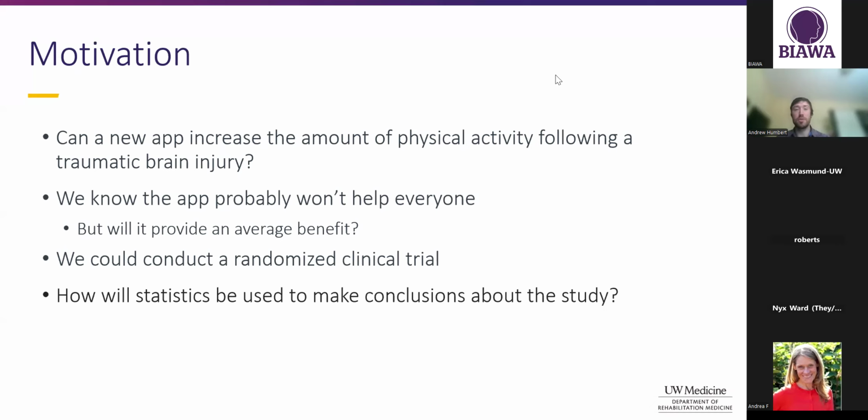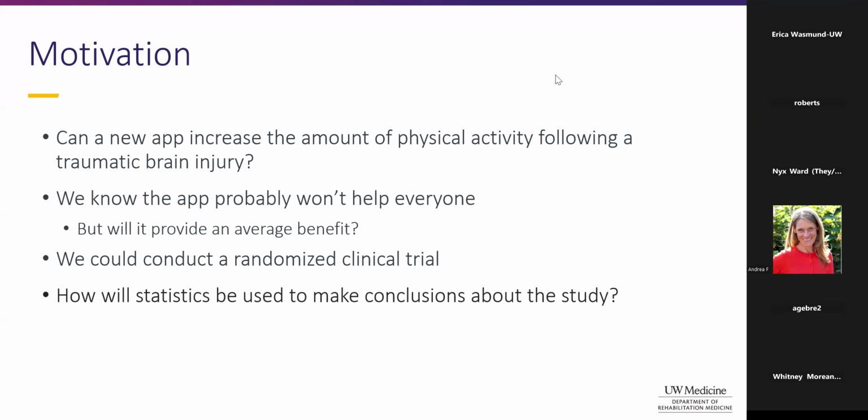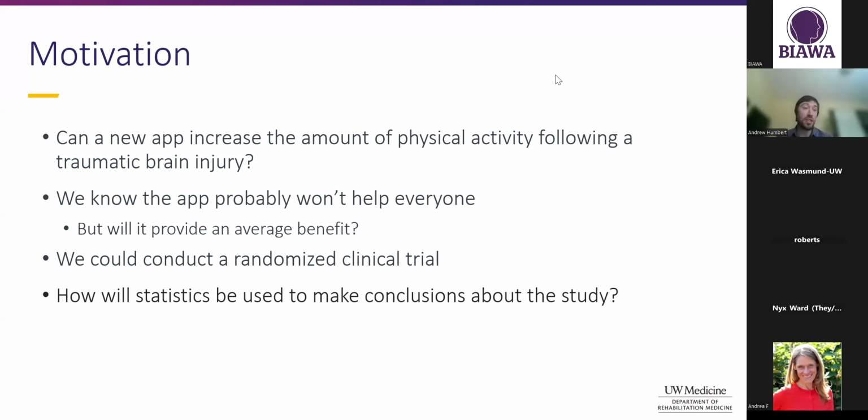So the first thing I want to do is start with some motivation. This isn't directly a project I've worked on, but it's very related to a few projects I have worked on or am currently working on. Basically, we want to test if some new app that we can develop can increase the amount of physical activity. So, whether that's getting little nudges saying, hey, you haven't walked today, get outside and walk, or some other way to increase motivation or track your physical activity. We want to see if this new app can increase the amount of physical activity following a traumatic brain injury.